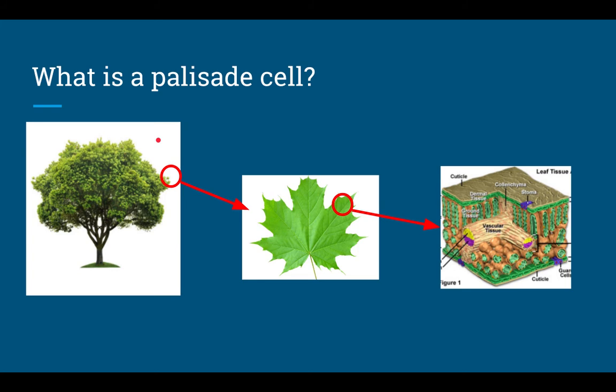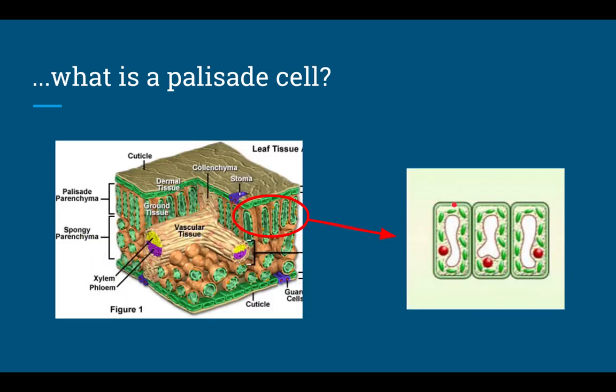Okay, Palisade cells. What is a Palisade cell? A Palisade cell is a leaf cell. It's a very specific type of leaf cell. If we look here at this picture of a tree, we have a leaf, and I've blown that up. We know that leaves are very flat, so here is a cross section of the leaf. If you took just that thin layer, that thin thickness going up and down the leaf, it would go here. And right here are our Palisade cells. Here are 1, 2, 3 Palisade cells that we have shown in this picture.